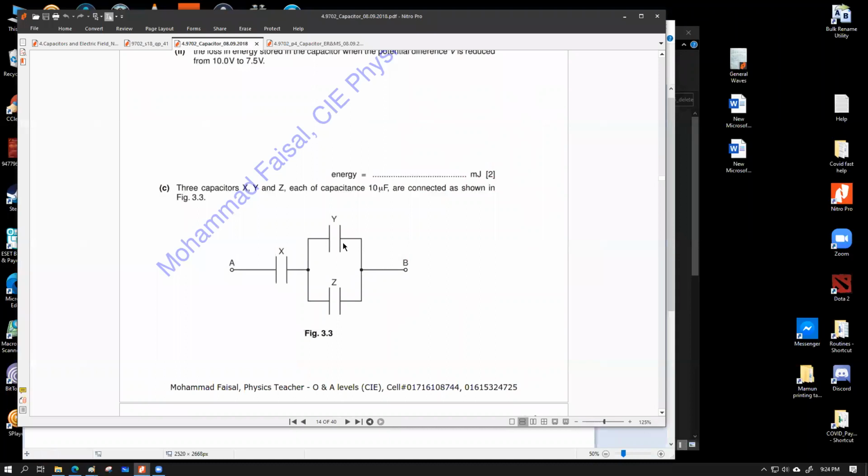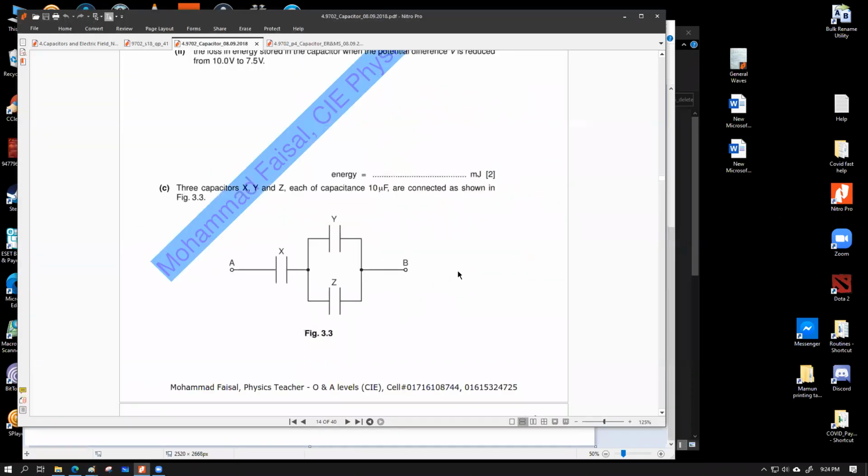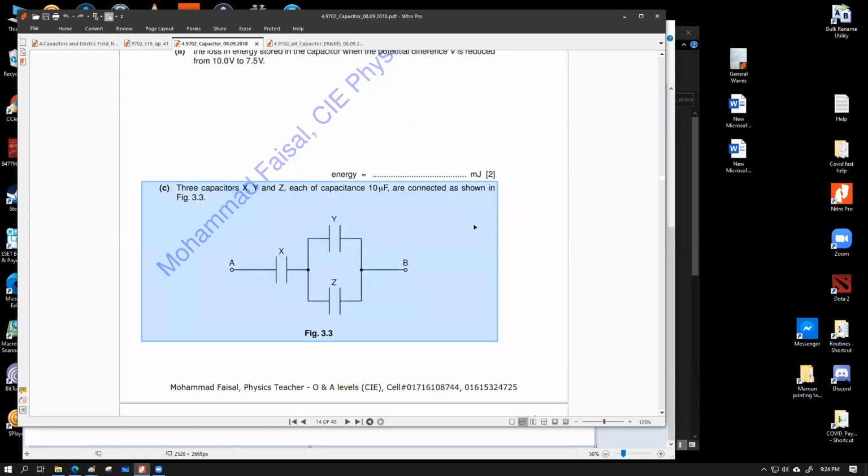Achha, let's go for number C. 3 capacitors X, Y, and Z, each of capacitance 10 microfarad. So they are identical capacitors, beautiful. Identical capacitors are easy to work with. Are connected as shown in figure 3.3. So this is the combination that we have. Do we have this picture? No, we don't. So let's take it out. Let's select it. Yes. Control C.